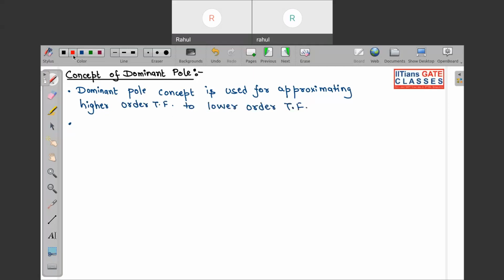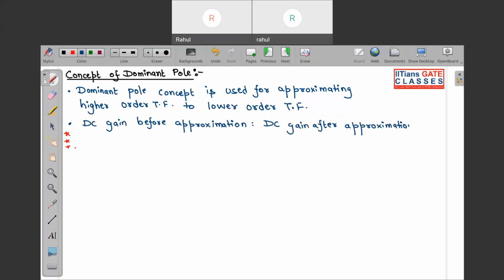In dominant pole, there is one very important concept. The DC gain before approximation should be equal to the DC gain after approximation. So DC gain before approximation is equal to DC gain after approximation.